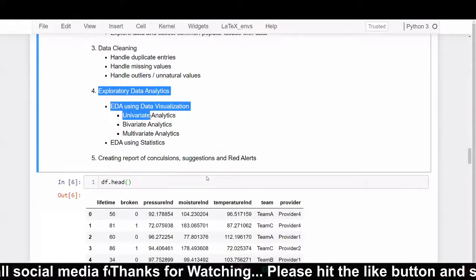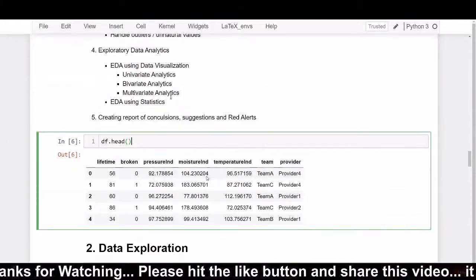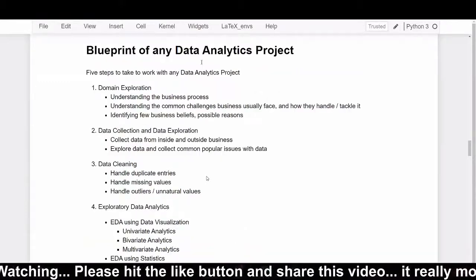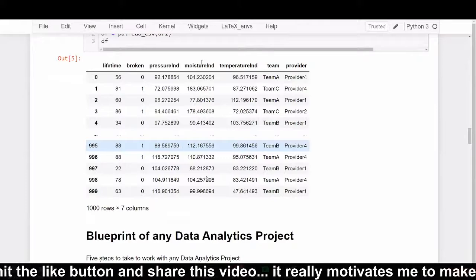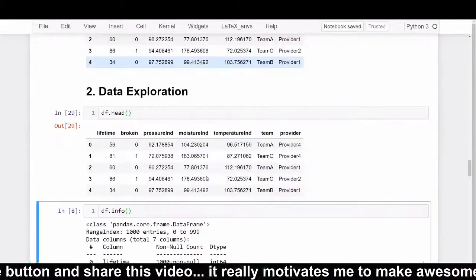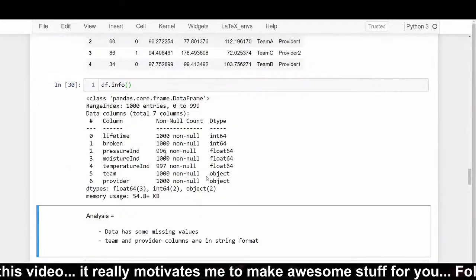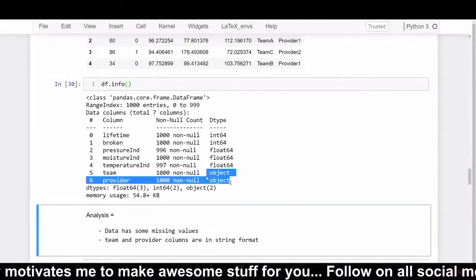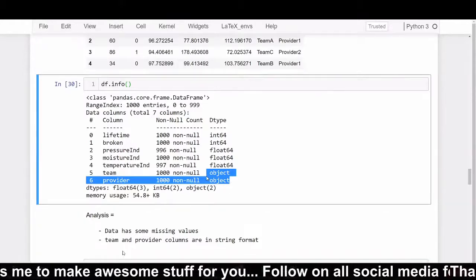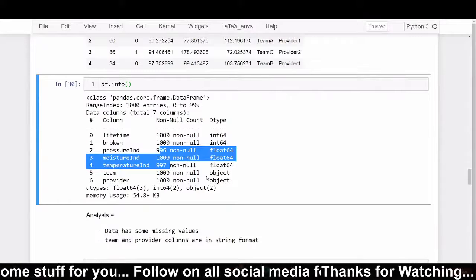So we have seen already, we loaded the data, right? So let me run this again. Right, so we have started data exploration. We see the info and head, and we don't have any identifier. Info helps us understand that there are 2 columns with categorical features, team and provider. And the data has some missing values. We could observe here that the data seems to have some missing values, right?